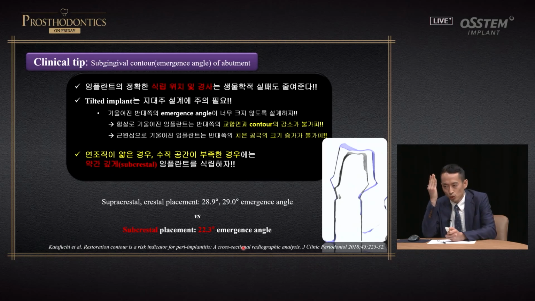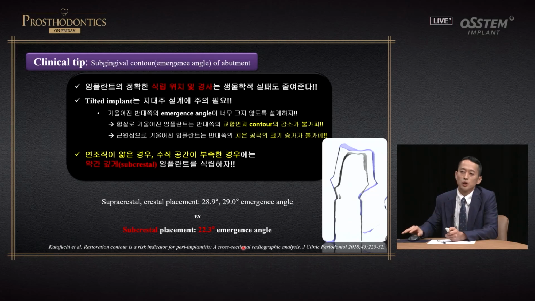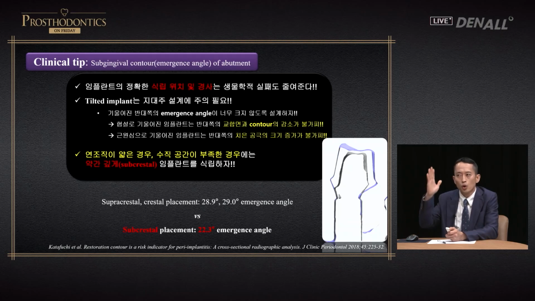For instance, if it is tilted buccally, you need to make sure that the emergence angle on the palatal side does not become excessive. If it is tilted mesially, you need to make sure the emergence angle on the distal side does not become too big. If the implant is buccally inclined, the occlusal surface and the contour on the palatal side needs to be reduced somewhat.